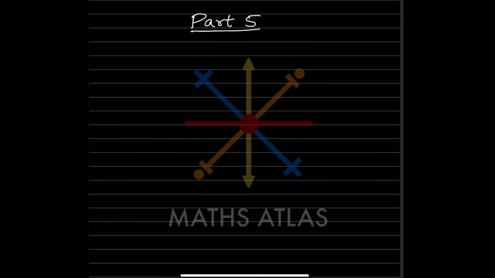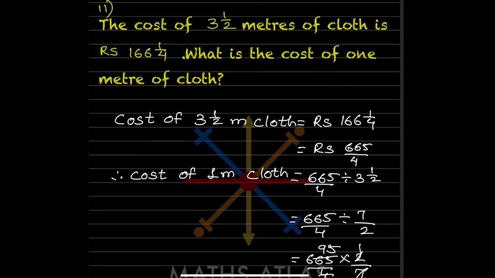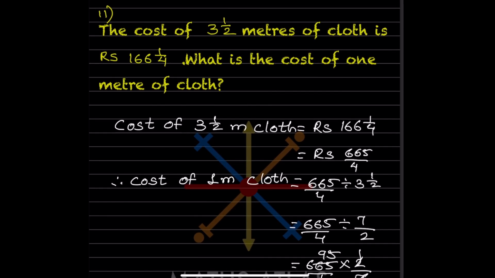So let us see part 5, the continuation of the previous exercise. We have already done the 10 questions before. Now let us start with question number 11. The cost of 3.5 meters of cloth is rupees 166 1 by 4, and what is the cost of 1 meter of cloth?